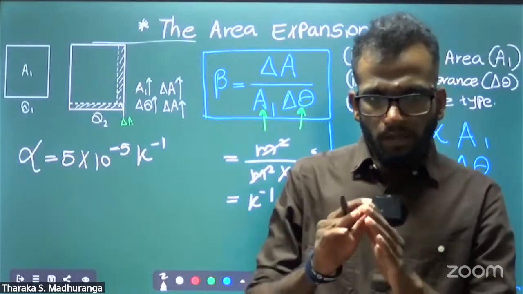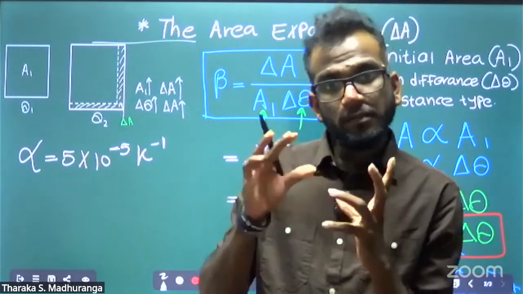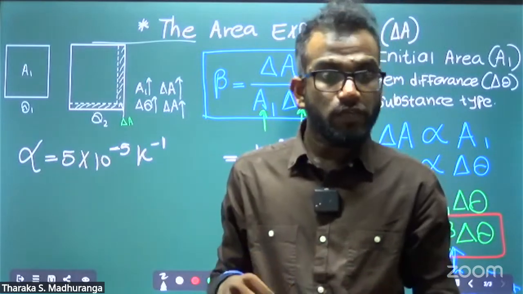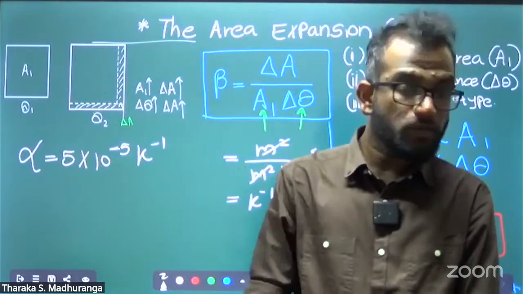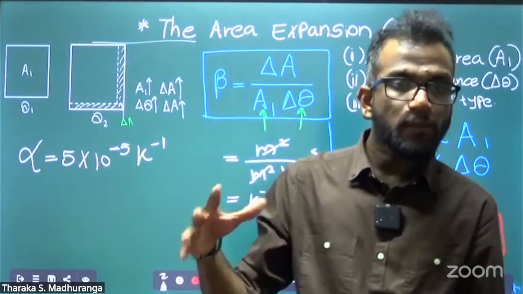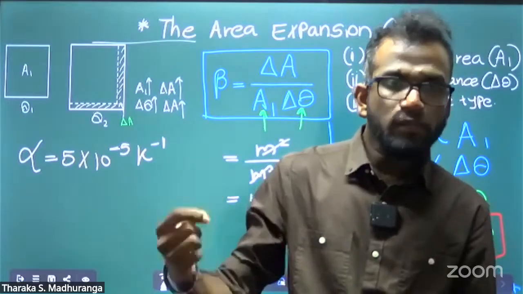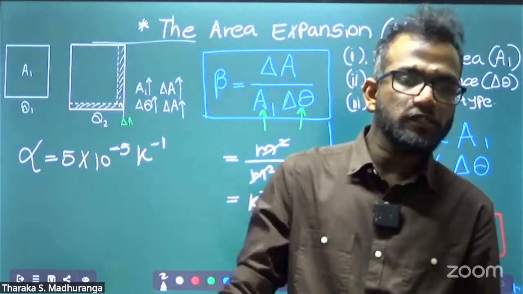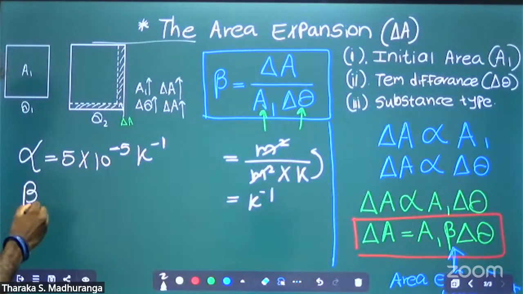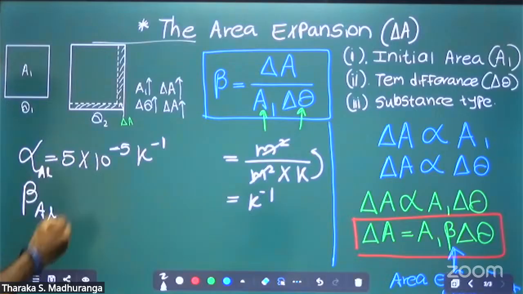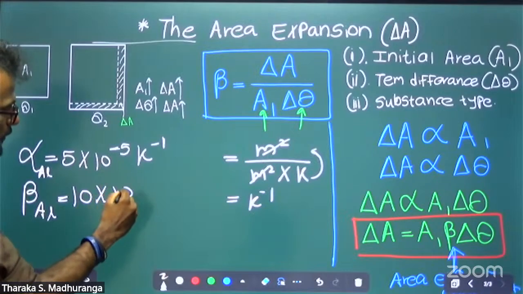In the exam or any question, they do not give beta values. We have to find these beta values. The exam gives only alpha values. Now how do we find the aluminium beta value, the aluminium area expansion coefficient? The beta of aluminium, we can say it is 10 into 10 to the power minus 5.